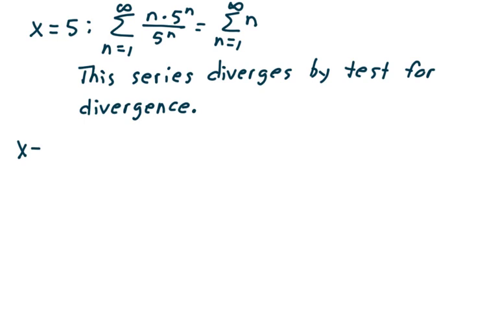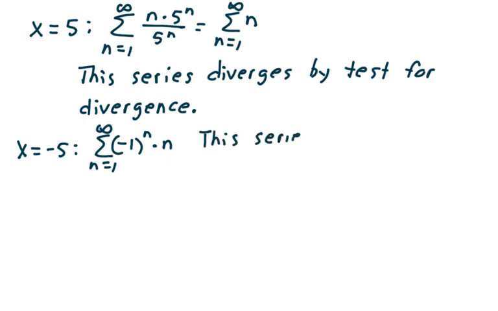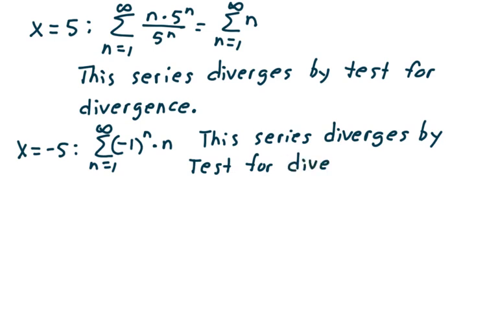Now, for x equal -5, you get the summation from n equal 1 to infinity of -1 to the n times n. This series also diverges by, and we could also say test for divergence. That's fine. Because if I take the limit as n goes to infinity of -1 to the n times n, you're not getting 0. Okay?